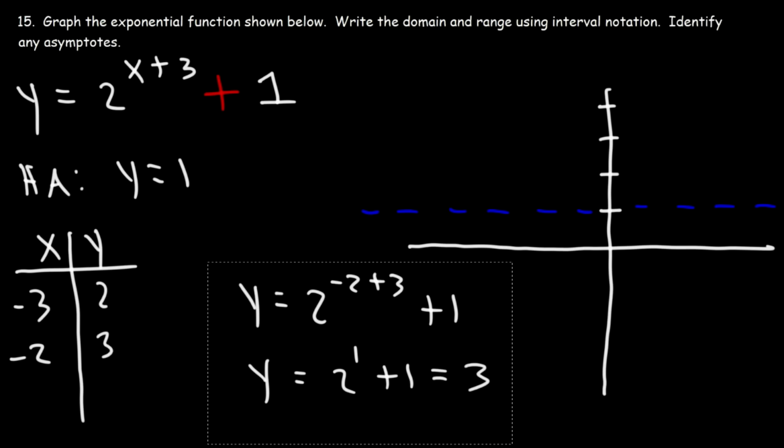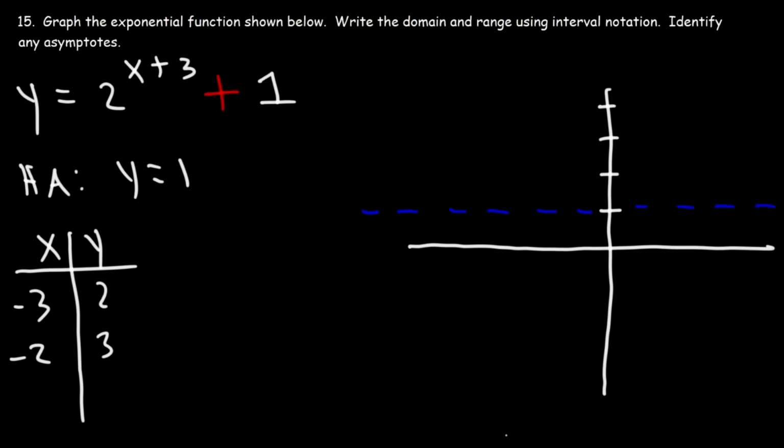So now what you want to do is plot those 2 points on the graph. The first one is negative 3, 2, which is here. And the second one is negative 2, 3. And then what you need to do is start the graph from the horizontal asymptote and follow the 2 points. And that's how you can draw a rough sketch of an exponential function. It's one of the most efficient ways to do so.